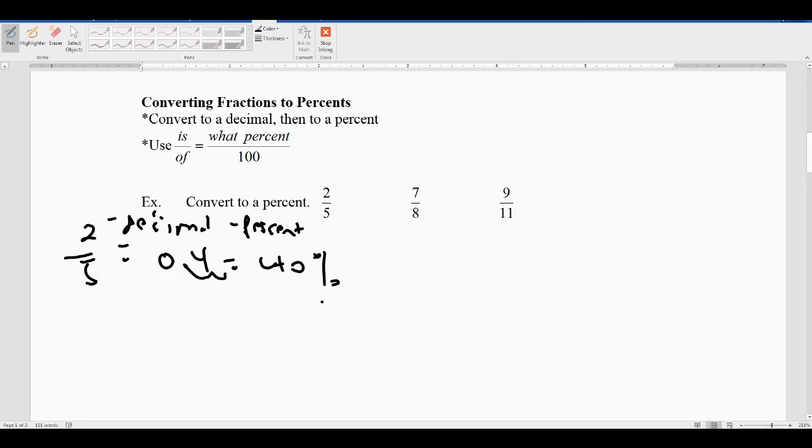Now the other way we could approach this problem, we could take this as is over of equals what percent over 100 and use a proportion. So take 2 over 5 equals percent. We don't know what the percent is, so just call it P over 100. And then you would cross multiply. I don't know if you know how to crisscross multiply.